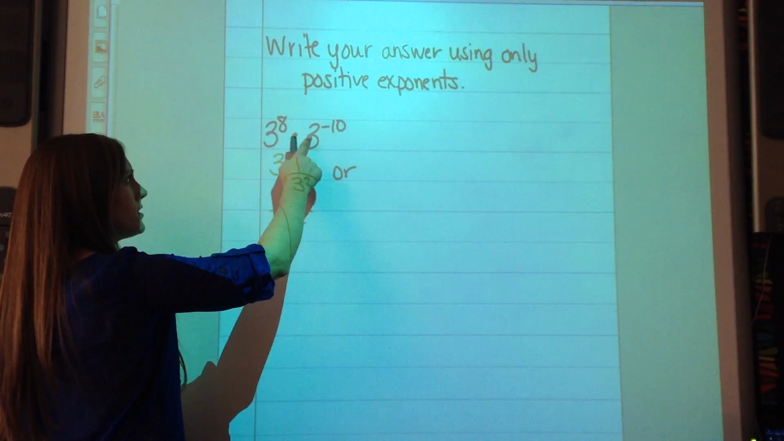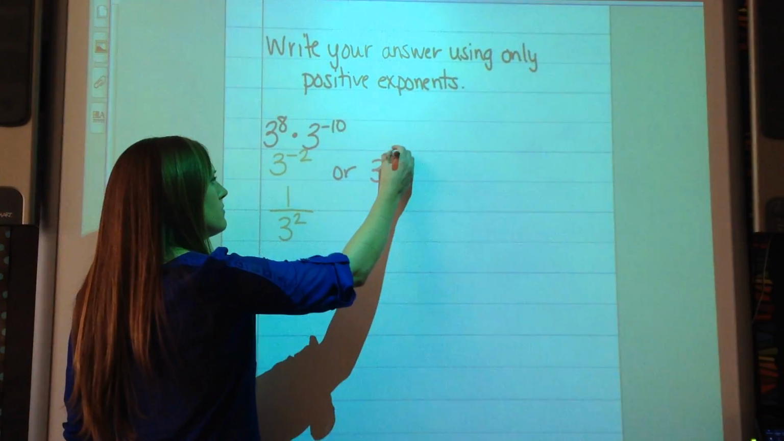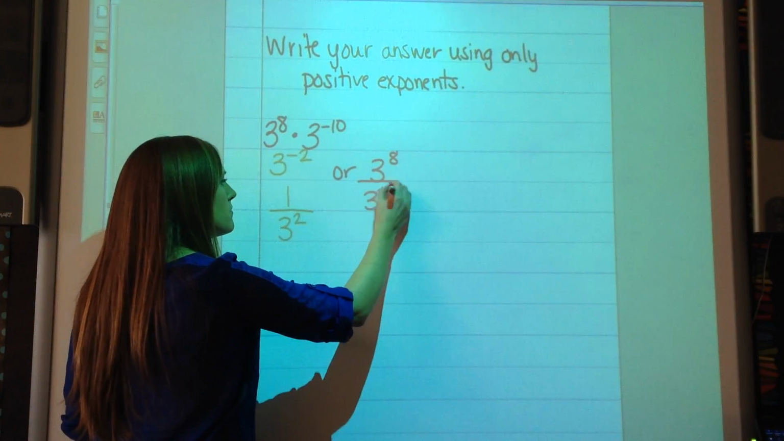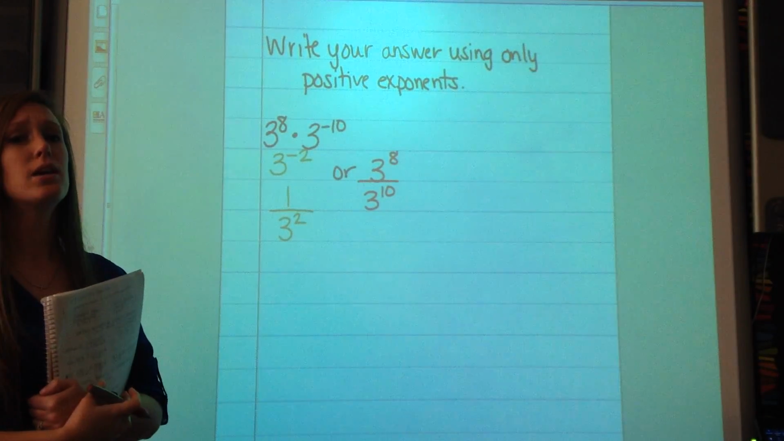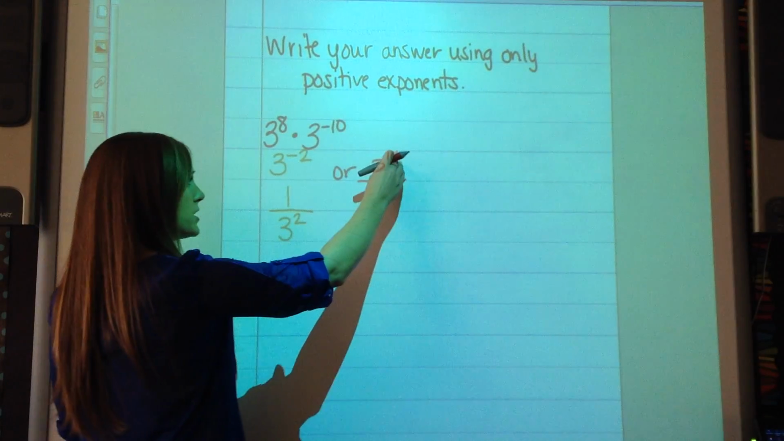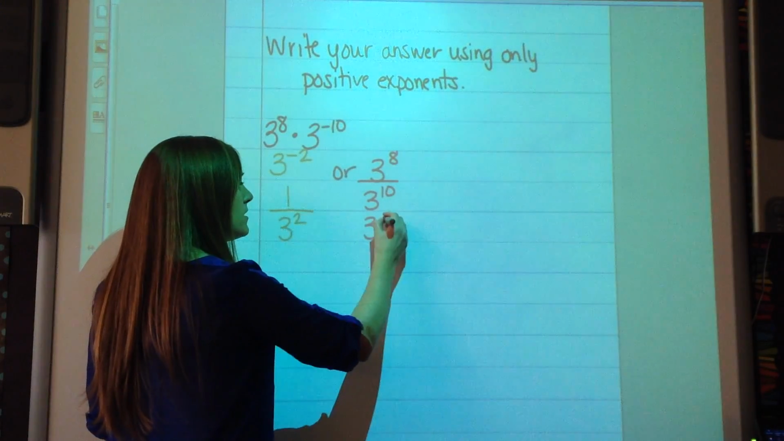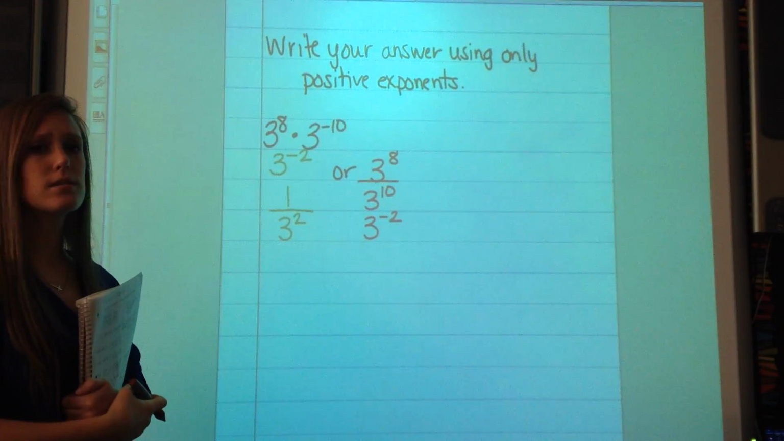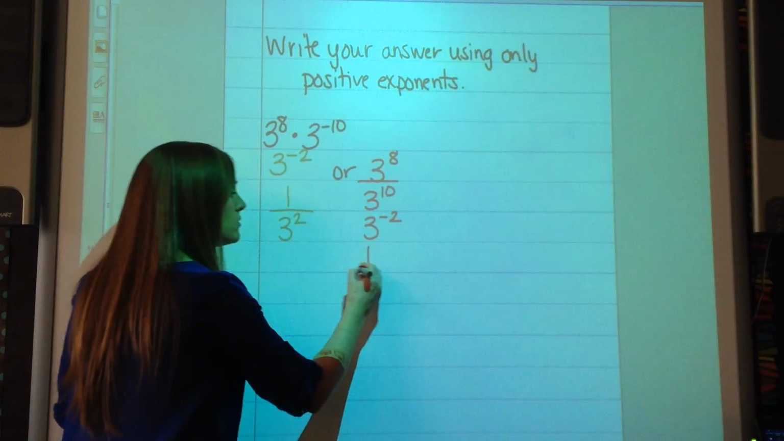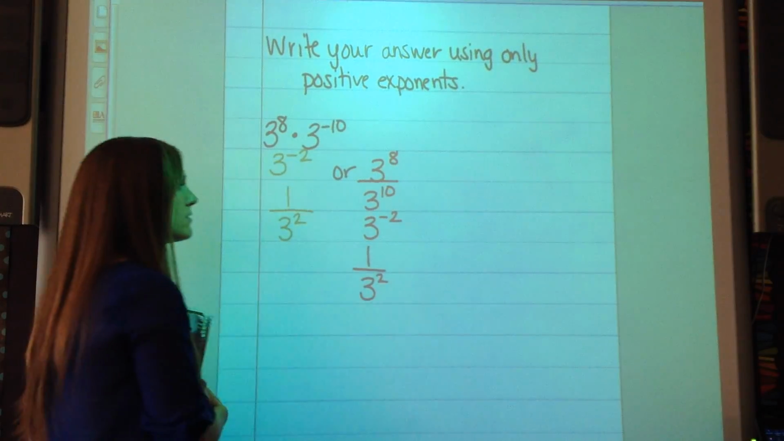Another way to do this, you can rewrite this and move this to the denominator. Okay, this becomes a division problem, and you're going to subtract the exponents. 8 minus 10 is 3 to the negative second. Because I have a negative exponent, I need to move that to the denominator.